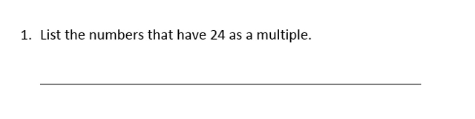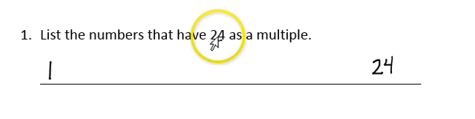I like to put my answers down in pairs of numbers. For example, I know that I can take 1 times 24 to get 24 as a product. So 1 and 24 both have 24 as a multiple. Meaning if I skip counted by 1s or skip counted by 24, I would say the number 24.